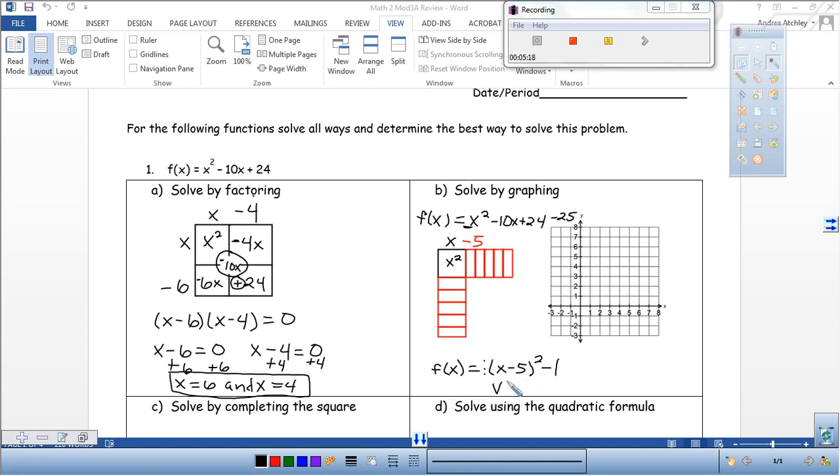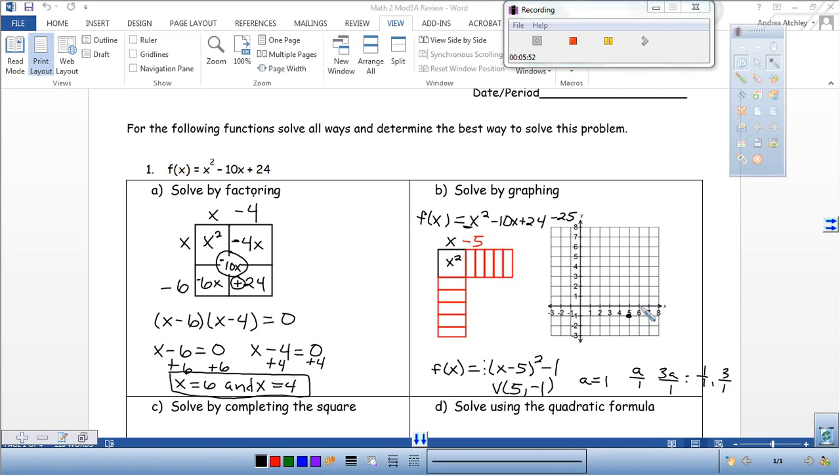Now you see my vertex, which would be 5 and negative 1. So I'm going to go where x is 5, which is right here, and y is negative 1, which is right here. Then I can use my a value to graph that. So the first step in my pattern rate of change is a over 1, and then 3a over 1. And since a is 1, I can just do 1 over 1 and then 3 over 1.